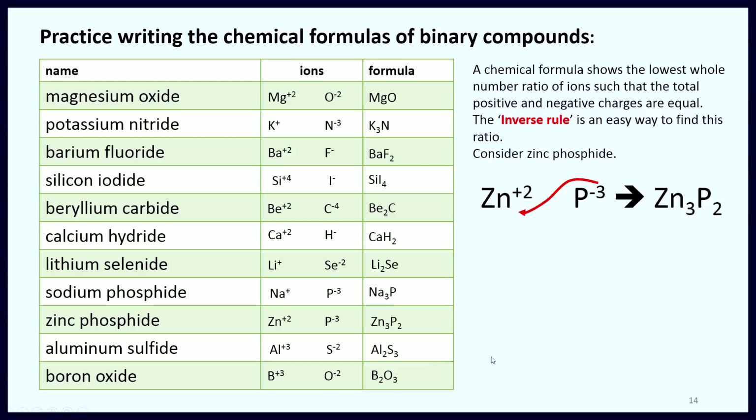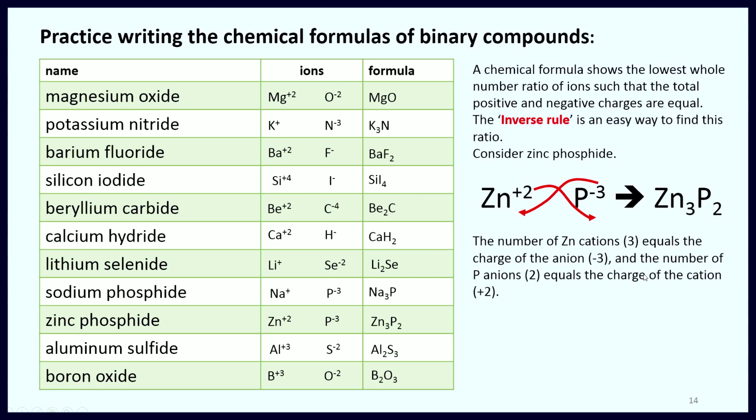Well, it turns out that the charge of one anion is the multiplier of the other ion. So negative 3 for the phosphide tells me there must be 3 zinc ions. Likewise, the charge of the cation becomes the multiplier of the anion. That tells me the plus 2 charge on zinc tells me there are 2 phosphides. And this ratio will always balance the charge. Zn3P2.